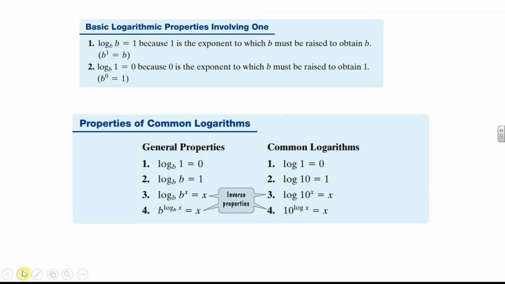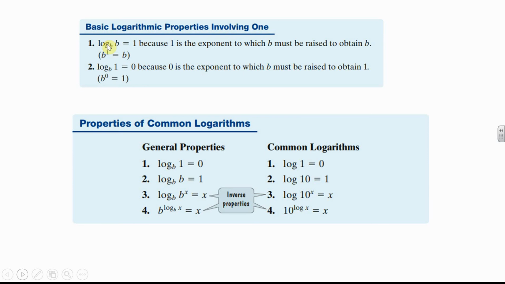Here are some basic properties. First, the basic properties and the so-called common properties. For the basic property, log base b of b is equal to 1. Now, why is that the case?